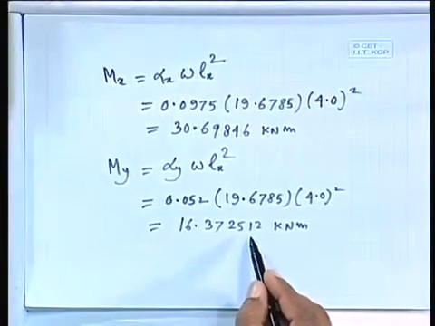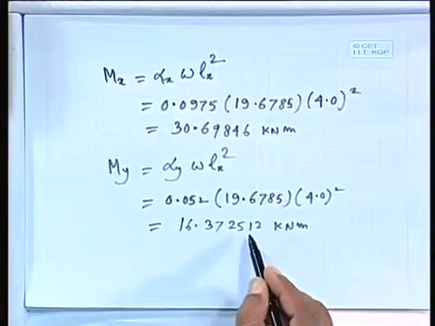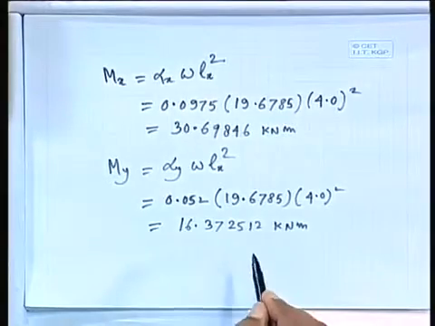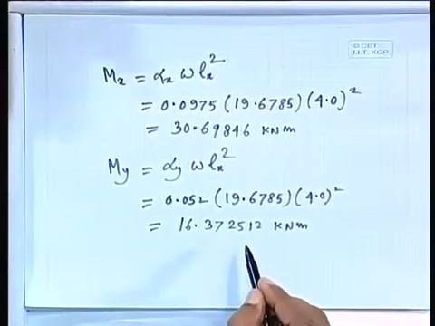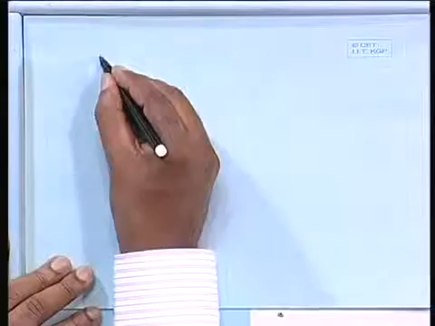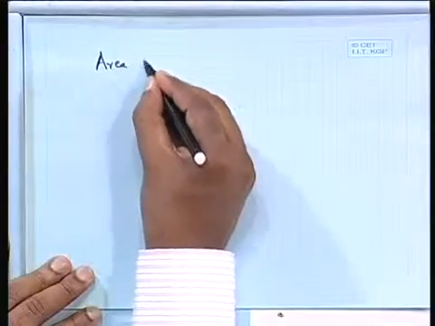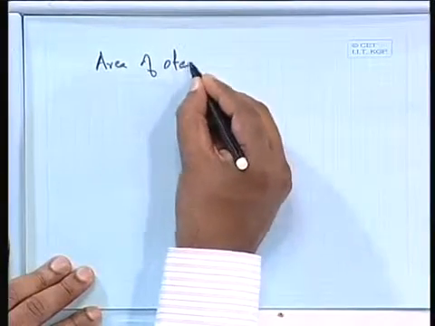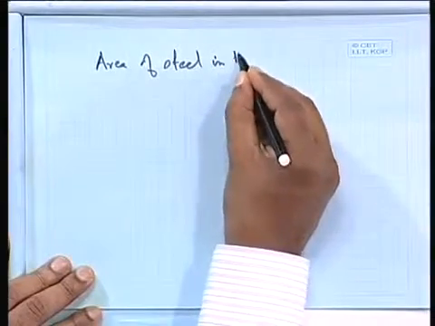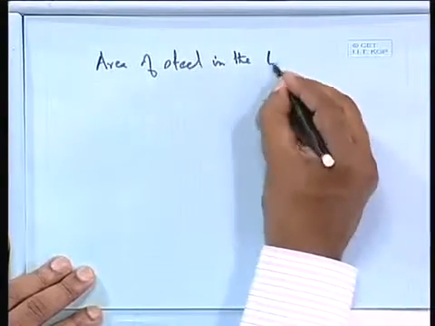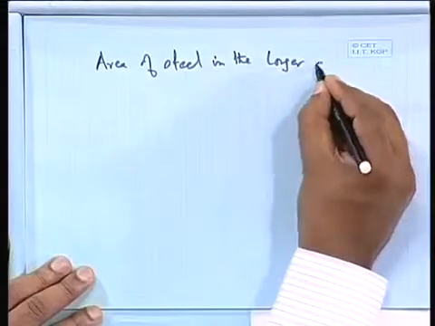16.372512, that is the moment in the longer direction. So we have to calculate the area of steel on the basis of this, but your effective depth is different. Effective depth is not the same as the longer one. So what we shall do here, area of steel in the longer direction.